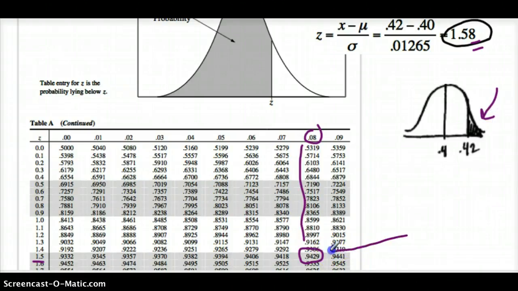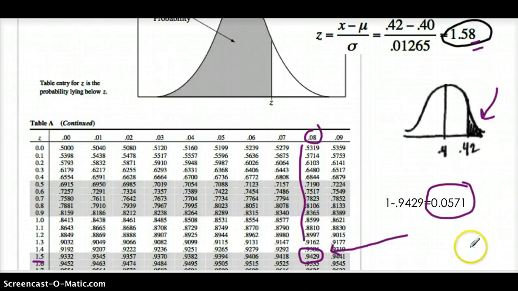Okay, now since we shaded above, I want the probability greater than 0.42. This 0.9429 represents the probability below. So to find my answer, I need to take 1 minus 0.9429. And I should get 0.0571. Okay, and that would be the answer that I'm looking for. This is the probability that in a sample of 1,500 American adults, more than 42% of them use the internet as their primary news source.